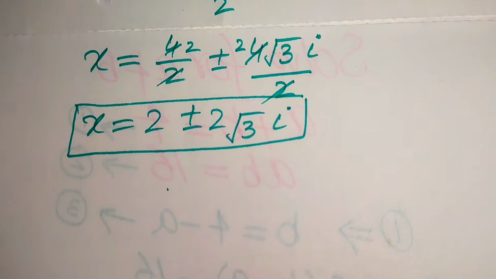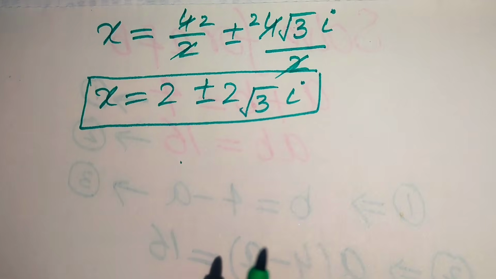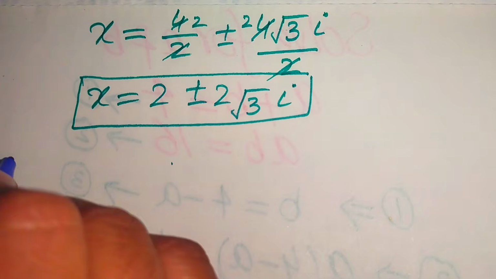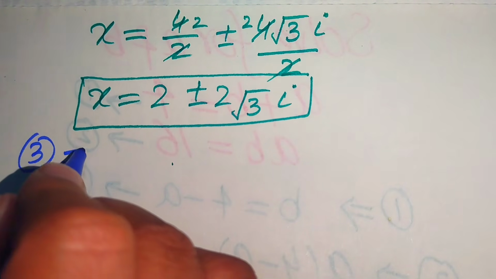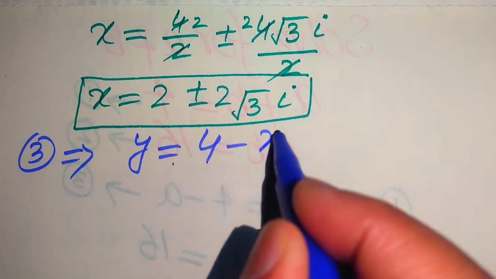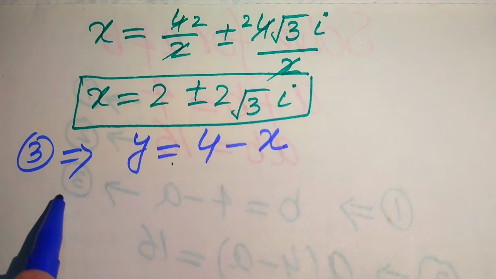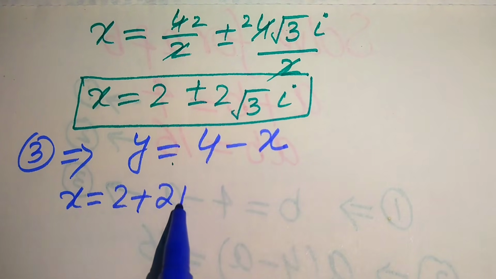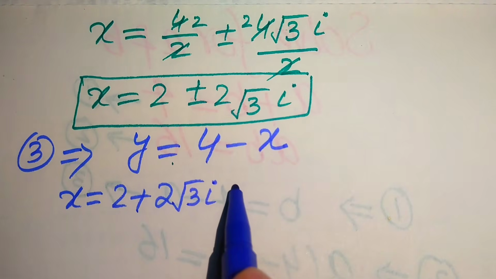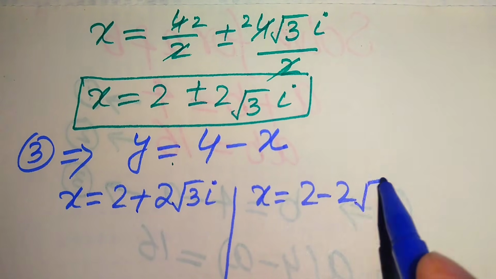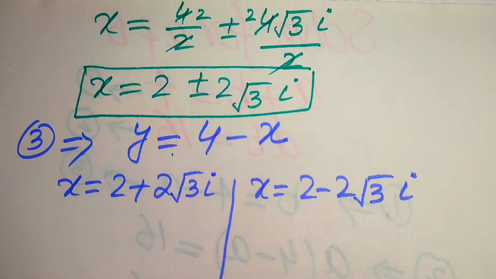So for these two values of x we need to find the corresponding values of y. For the values of y we need equation number 3, and equation number 3 implies that y equals 4 minus x. On this side we substitute the positive value of x, which is 2 plus 2 times the square root of 3 into iota, and on this side we choose the negative value, which is 2 minus 2 times the square root of 3 into iota.